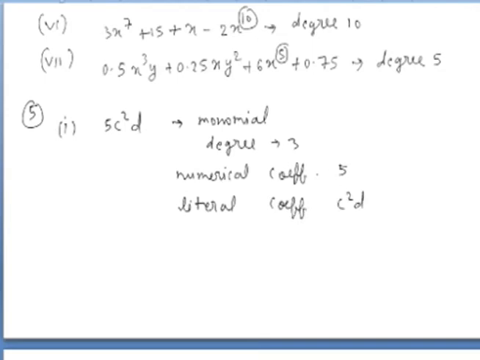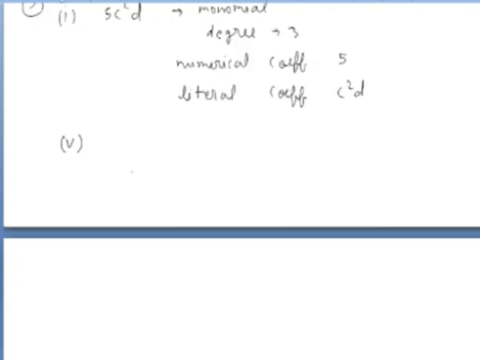Okay, so in this way we have to find the term, degree and their coefficients. 12 abc minus 8 a square b square c square. Okay, so first, this is a binomial because this is one term and this is the second term, so it is a binomial.